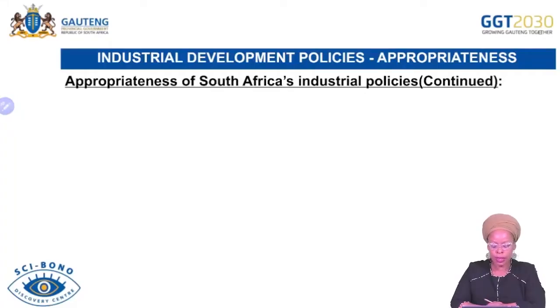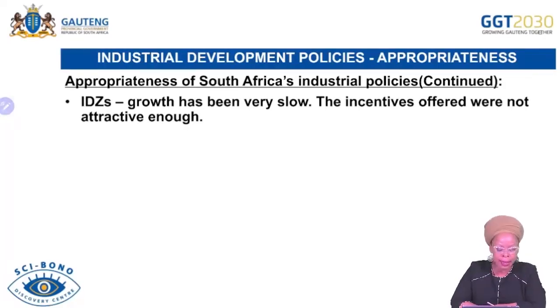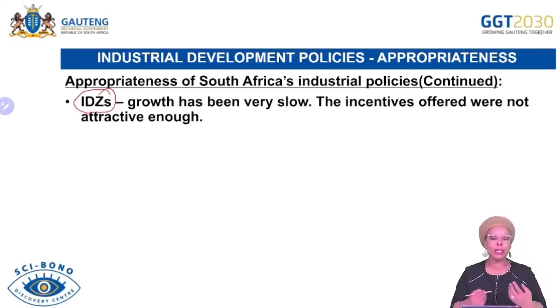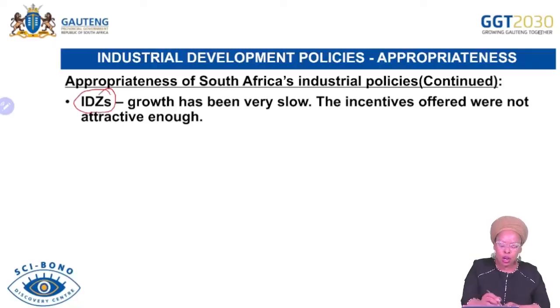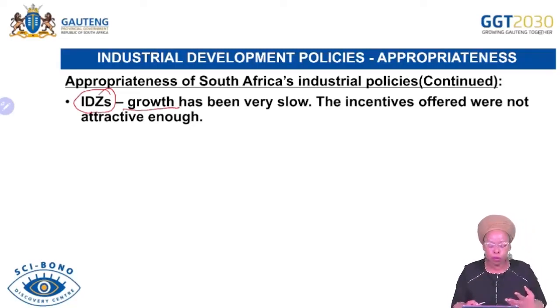Let us look at the IDZ. In the previous lesson, in full, it is the Industrial Development Zone. I did mention that IDZs had their own weaknesses. The incentives offered were not attractive enough. So these IDZs were converted into SEZs. Even the economic growth that was targeted did not improve.